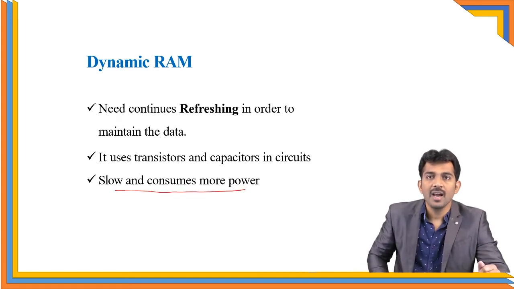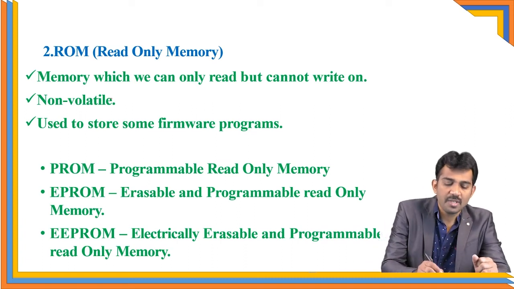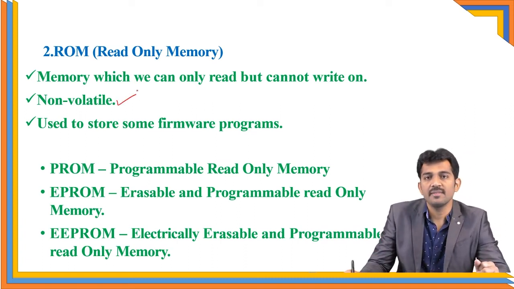Is this clear? And coming to the ROM, read-only memory. It is memory which can only be read but cannot be written on. So it is only read-only memory. It is non-volatile. See, RAM is volatile, it is non-volatile. It is used to store firmware programs, meaning the operating system programs are stored in the ROM.